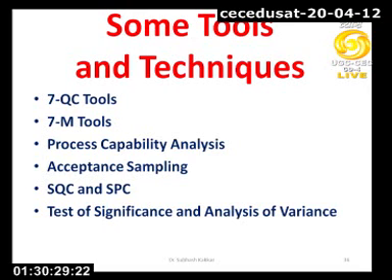And all these tools will not be discussed here because we are covering the course as per the green belt, and soon we will discuss who are called green belts, and basic things which are available we will be discussing in this series of lectures. First one is 7 QC tools, 7 M tools. M stands for management, 7 management tools. Process capability analysis, acceptance sampling, SQC and SPC. SQC is statistical quality control and SPC is statistical process control.